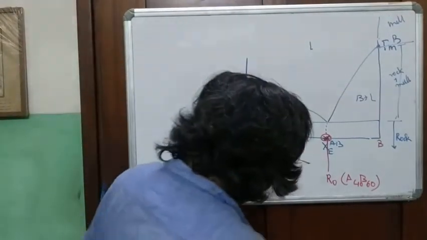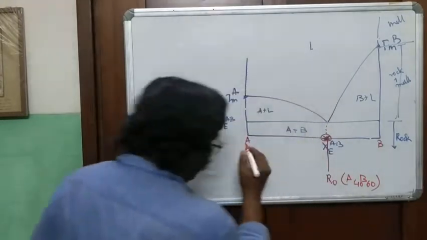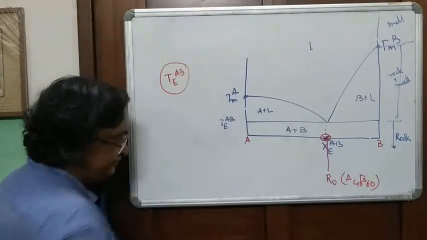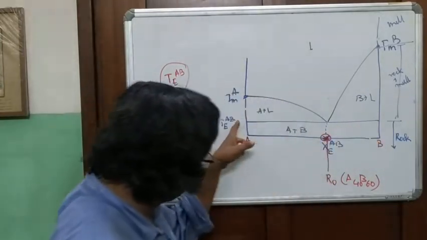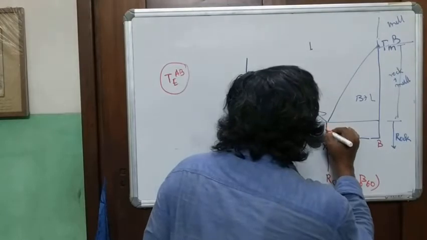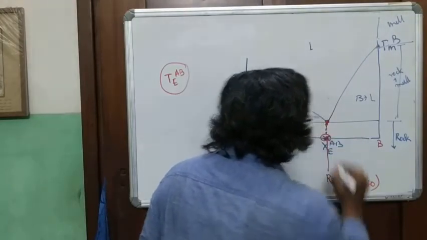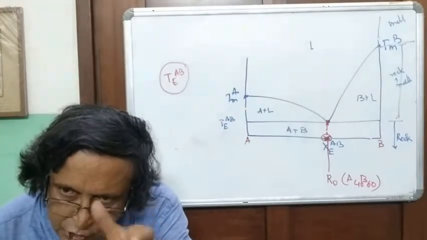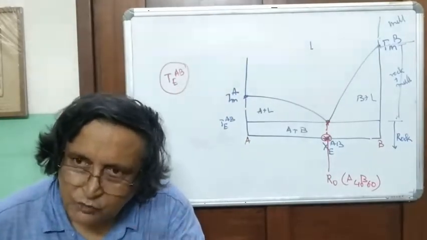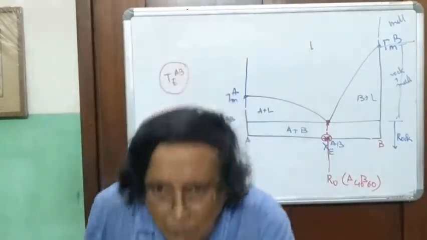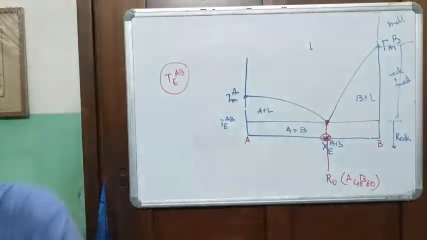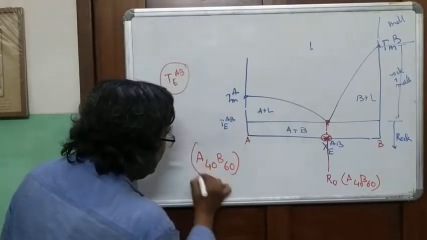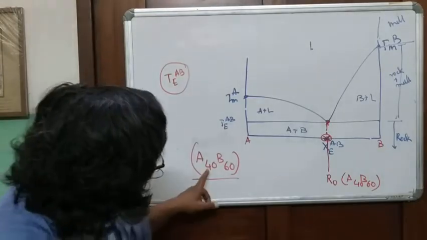That's the question. So you take the rock and you heat it. The rock will melt at temperature TE, the eutectic temperature, and the rock reaches this point. When you have this rock with A40, B60 minerals in this weight ratio, what happens? The rock undergoes melting to produce a melt of what composition? Of the composition of the eutectic. That will have a composition A40, B60. The melt will also have the composition A40, B60.